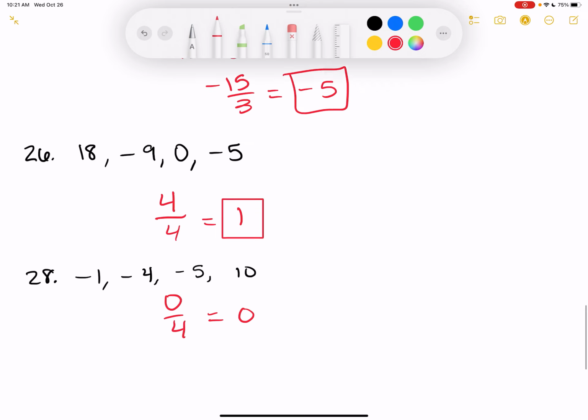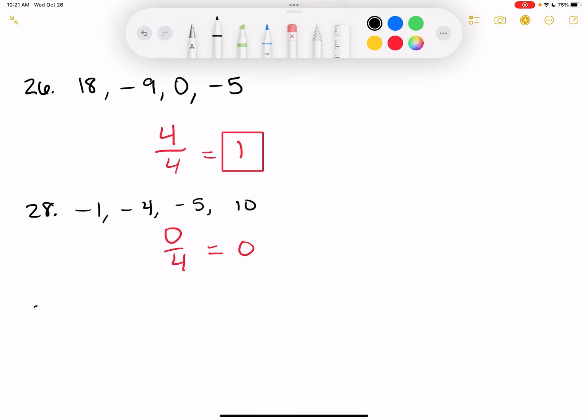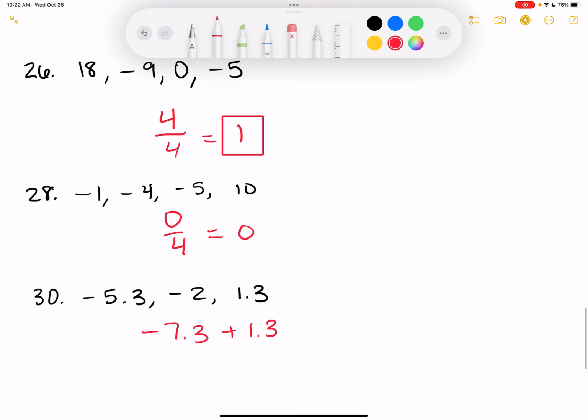All right, let's do 30. -5.3, -2, and 1.3. So what would -5.3 minus 2 be? -7.3. Yep, so we have -7.3, and then plus 1.3. What would that be? 6. Yeah, and it'll be a negative.